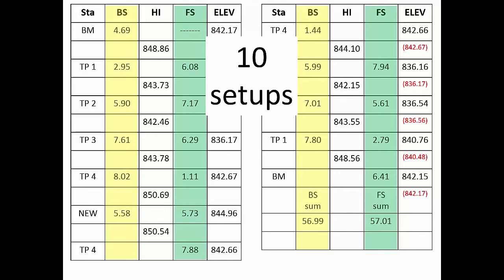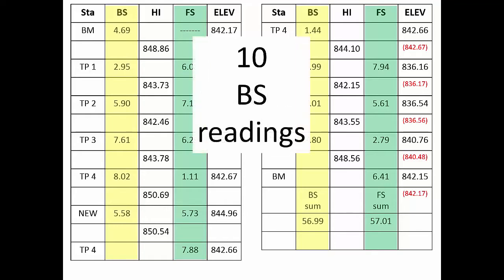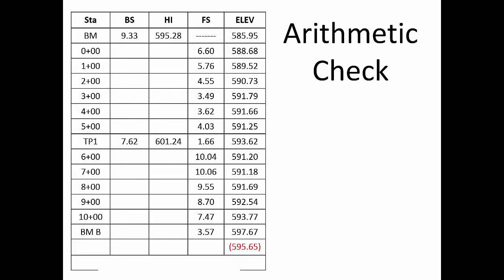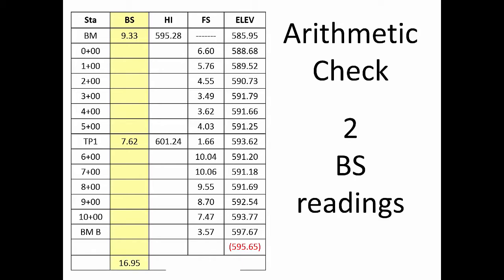Since there is only one backsight per HI, then there are 10 backsight readings. And since a benchmark circuit has only one foresight per setup, then there are 10 foresight readings. For our arithmetic check, the number of backsight readings and the number of foresight readings must be equal. So now for profile leveling, the same pattern applies. In our profile leveling circuit, we had 2 setups and thus 2 backsight readings. Here, the sum of the backsights is 16.95 feet.